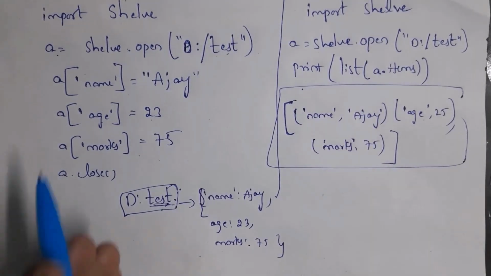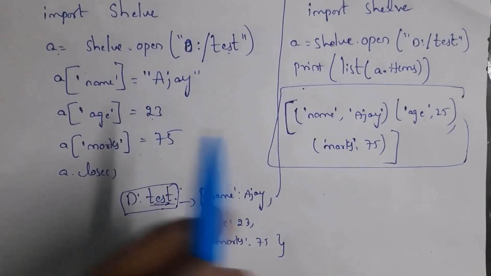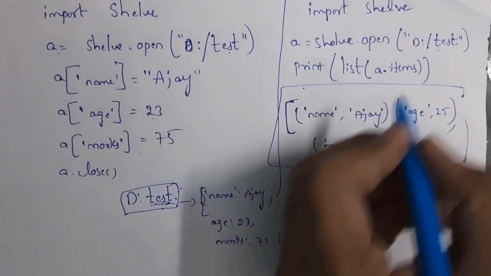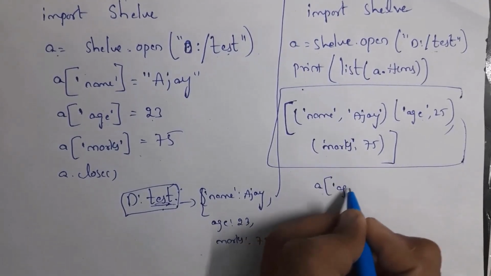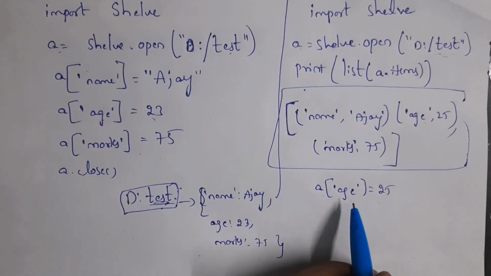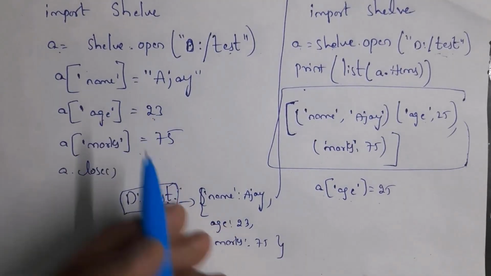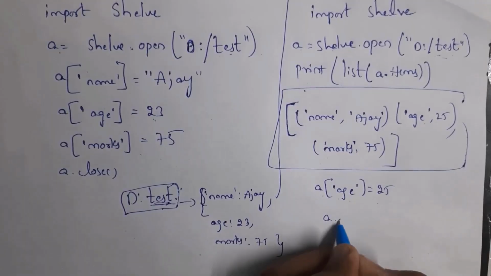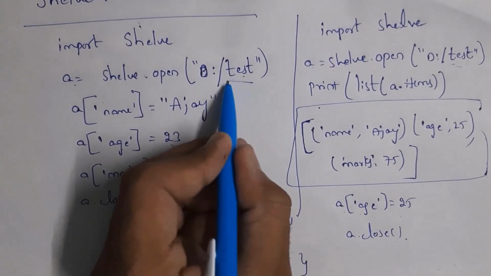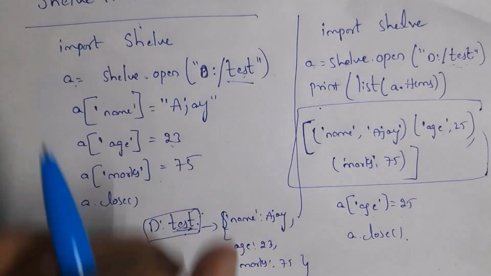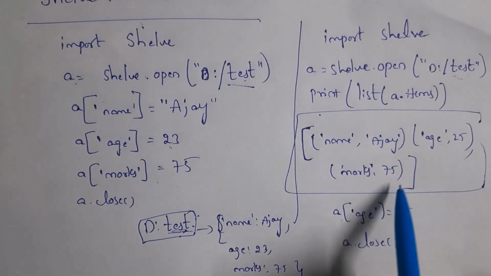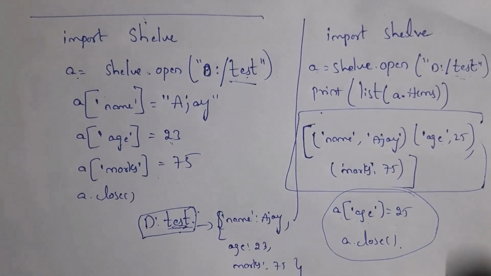This is my output. Now I want to change age 23 to 25. After writing this line of code, just write a of age equal to 25. Whenever you run this line of code, it will change age 23 to 25, and at last write a.close. This is the program in order to create a database and add dictionaries inside it. Next, how to see data on my output screen. And next, this is the program in order to modify data in my database.